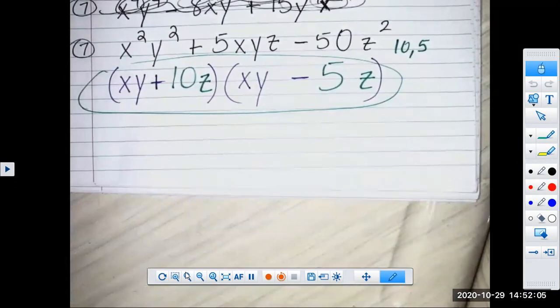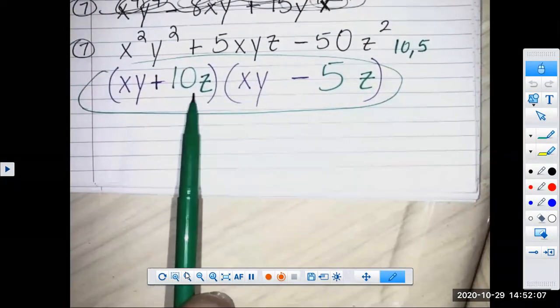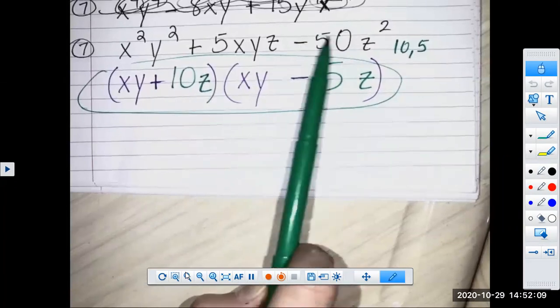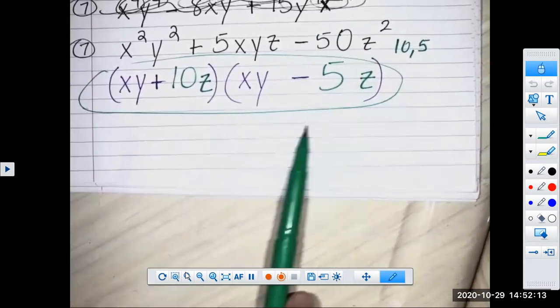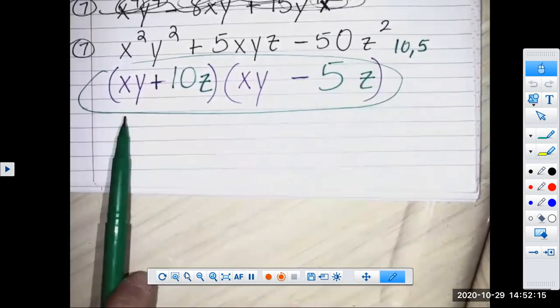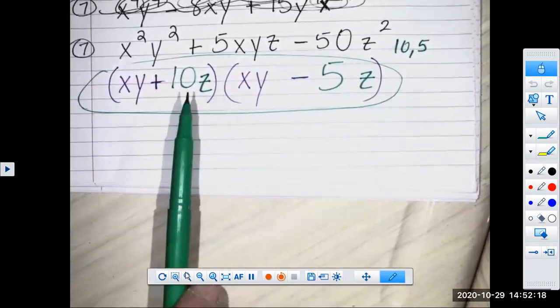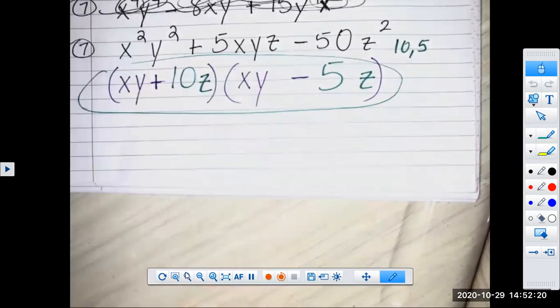And you can double check this. Your last two things should multiply to negative 50z squared. They do. Your inner will give you negative 5xyz and your outer positive 10xyz, and that'll make your middle term.